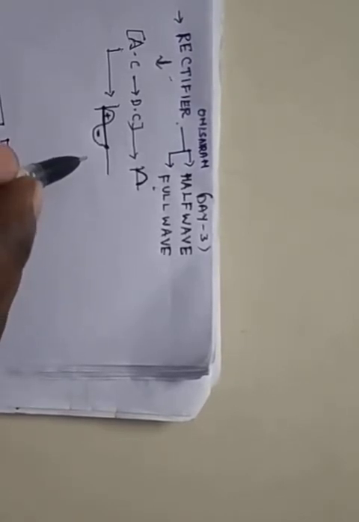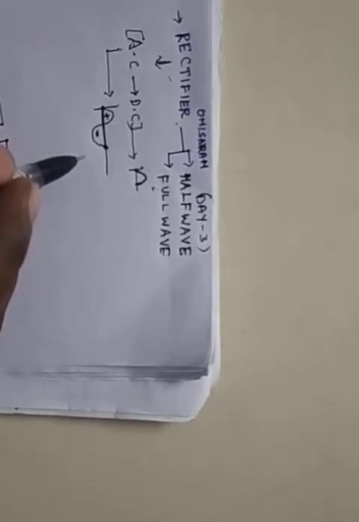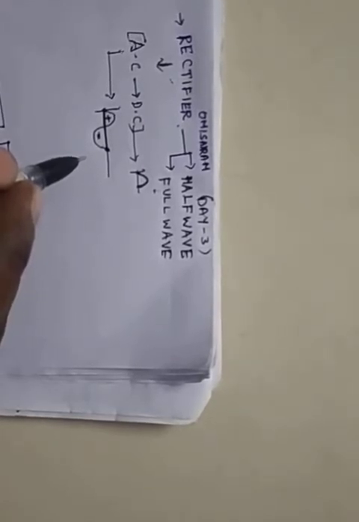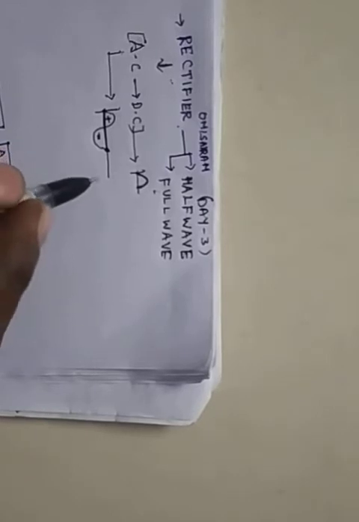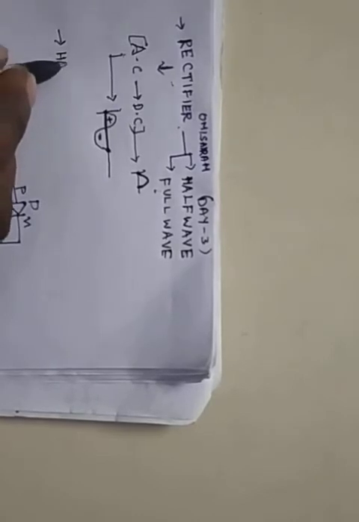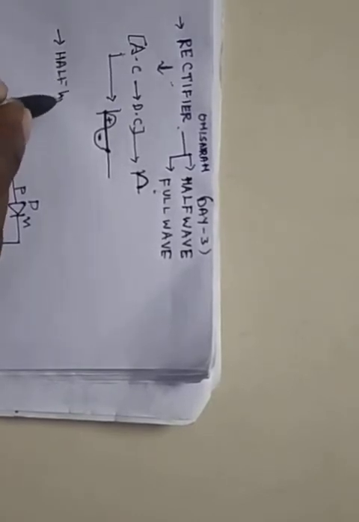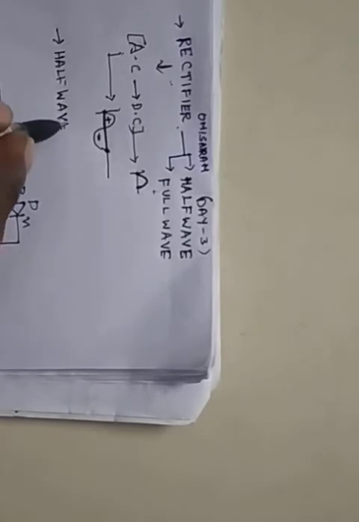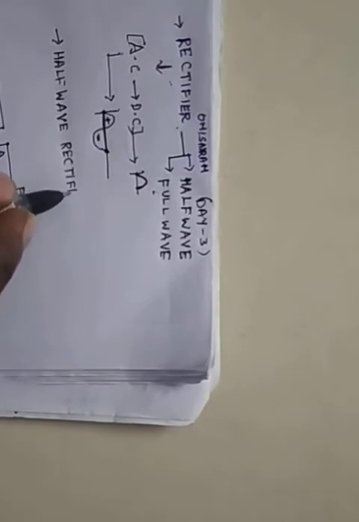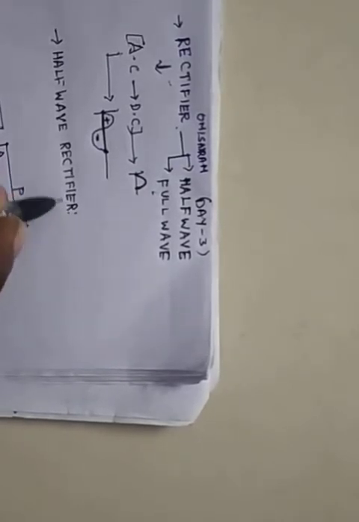Already yesterday you know that in the forward bias the output current will come as large, but in the reverse bias no current passes through the circuit. Yes or no? Okay. Now I am going to explain the half wave rectifier.